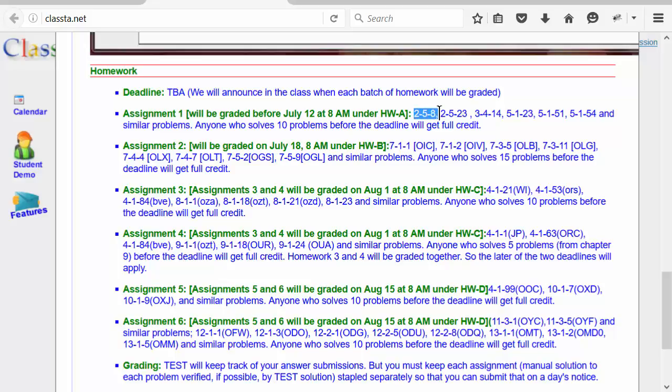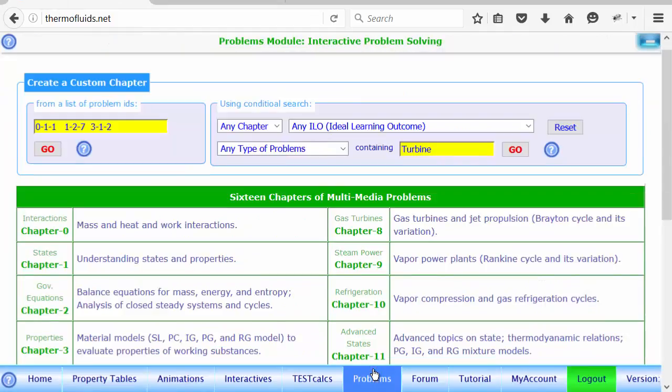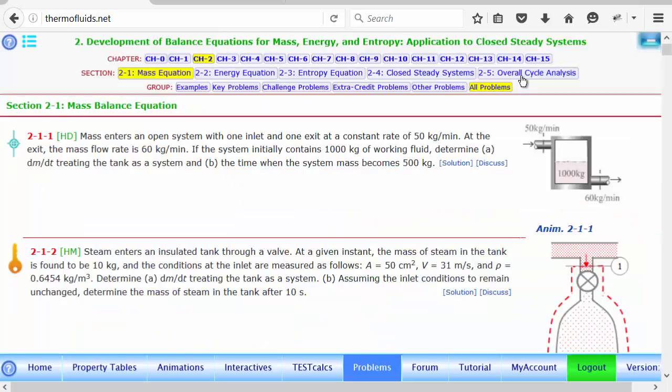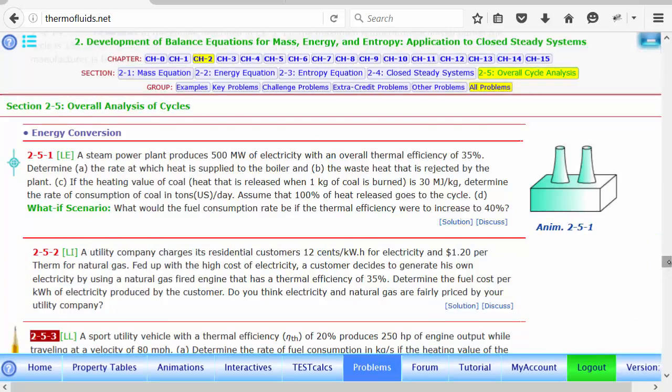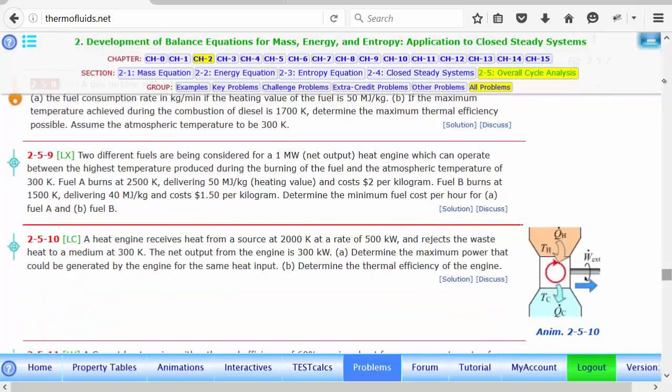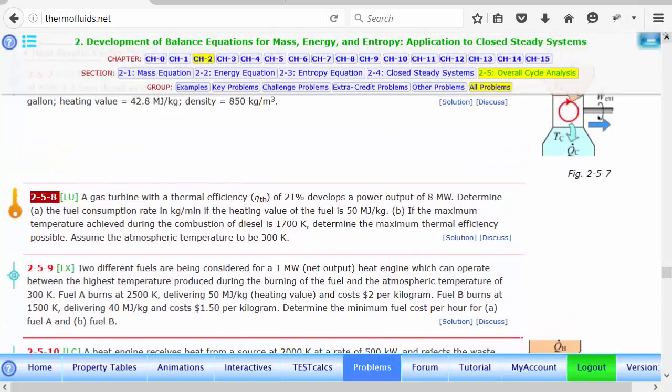So what does that mean? That means you go to thermofluids.net, go to problem section, go to chapter 2, go to section 5, and find problem 258. This is our problem at hand. This is the problem we want to solve, which is a very simple problem. So let's see if we can solve it just by reading the problem and without using a lot of writing.